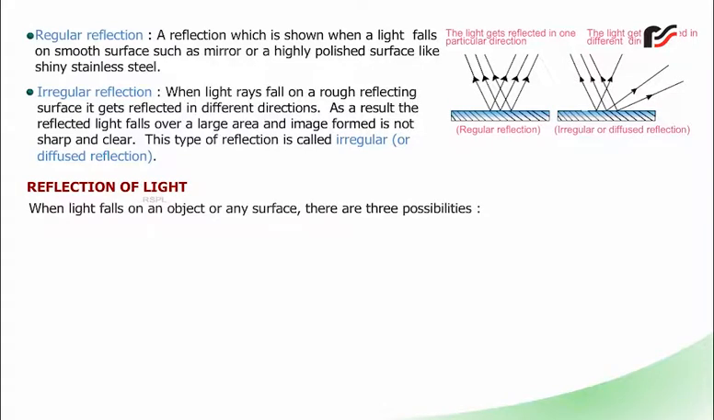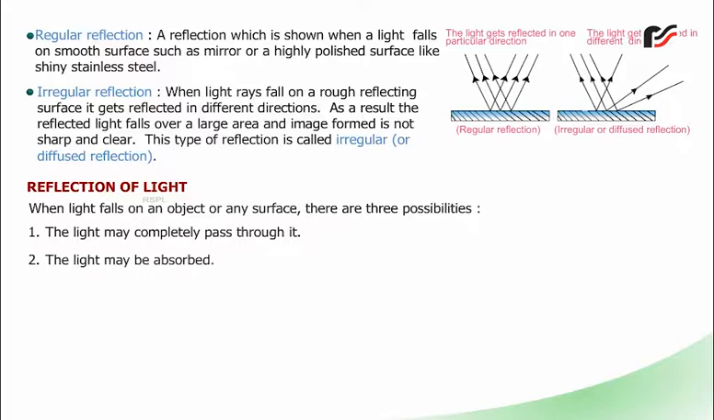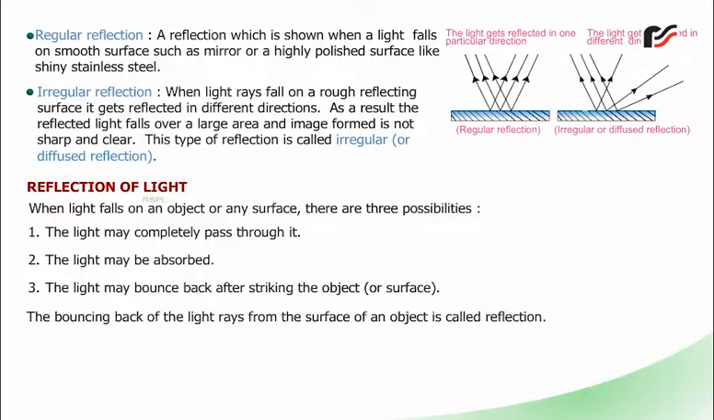Reflection of light. When light falls on an object or any surface, there are three possibilities. 1. The light may completely pass through it. 2. The light may be absorbed. 3. The light may bounce back after striking the object or surface. The bouncing back of the light rays from the surface of an object is called reflection.